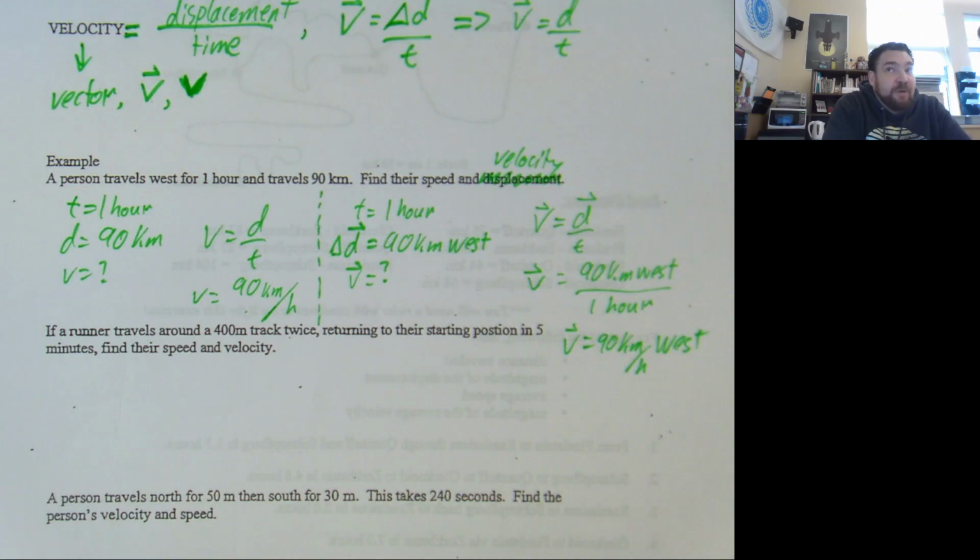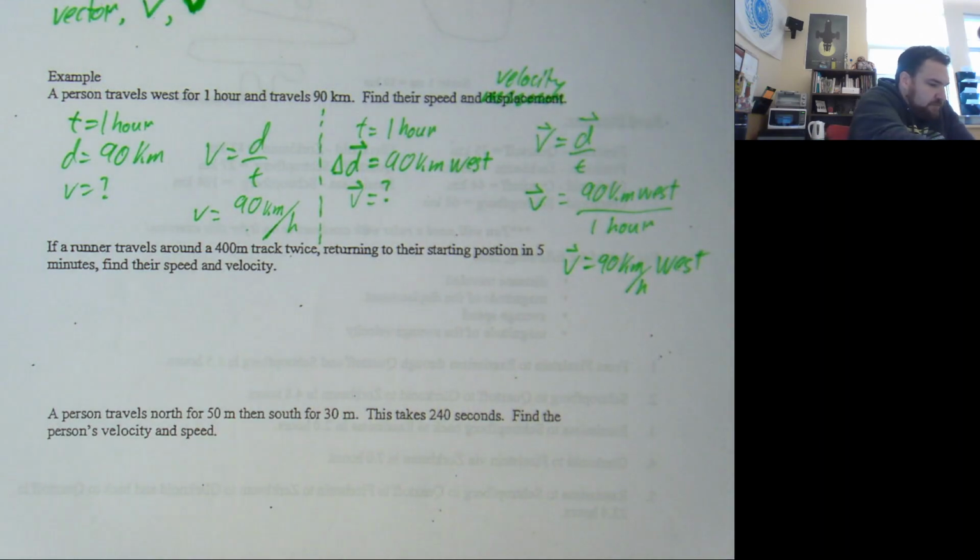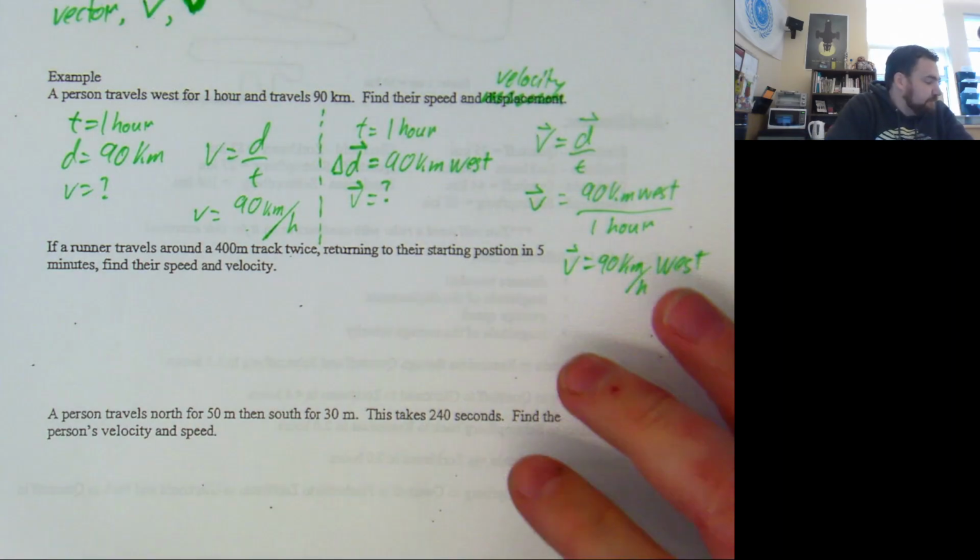Things become more interesting when directions change, because distances only ever add, but as soon as you start changing directions, displacements get a little bit weird. Let's do the next one. If a runner travels around a 400-meter track twice, returning to their starting position in 5 minutes, we want to find the speed and velocity here.